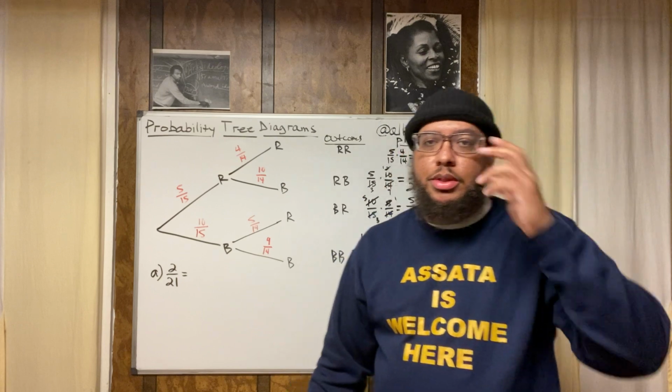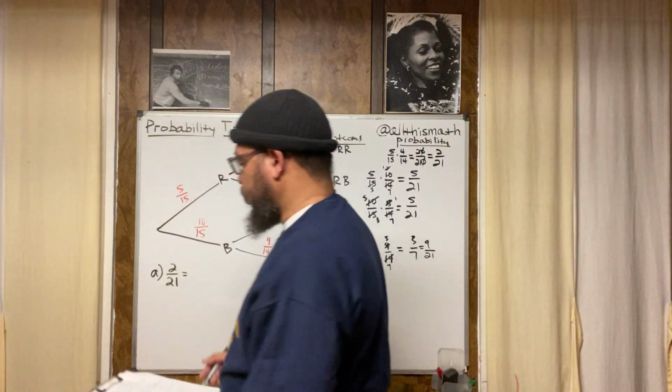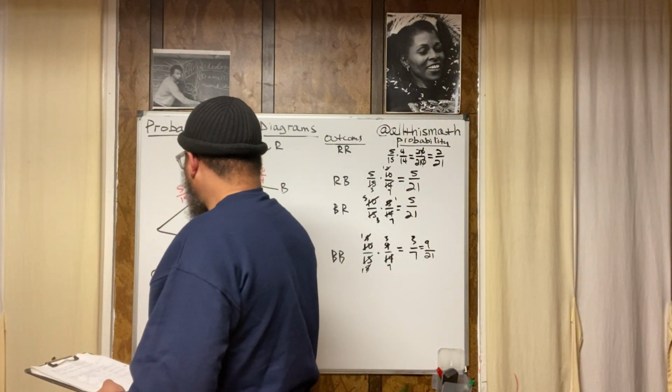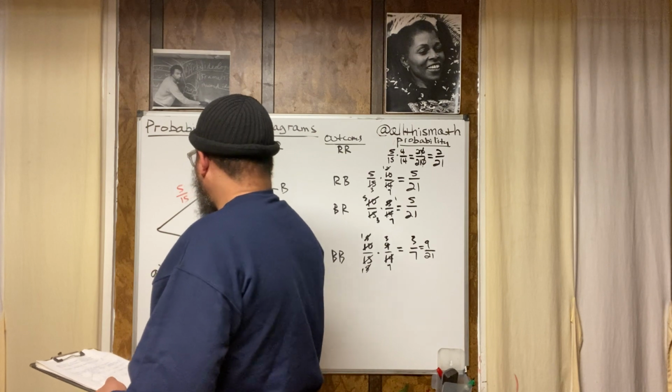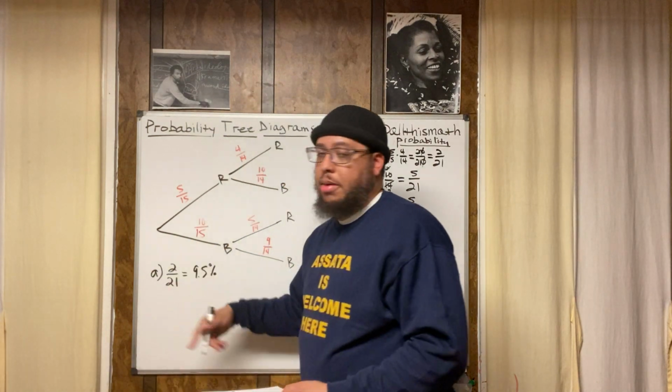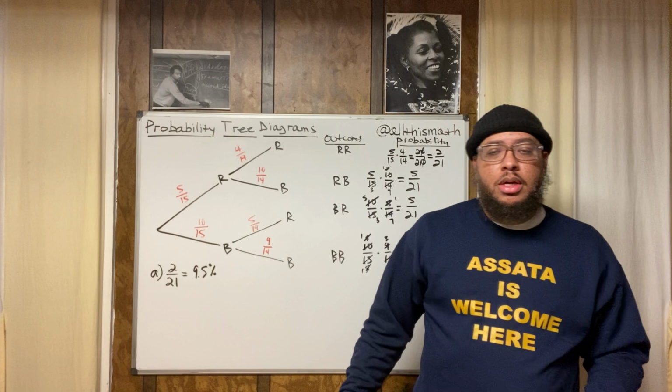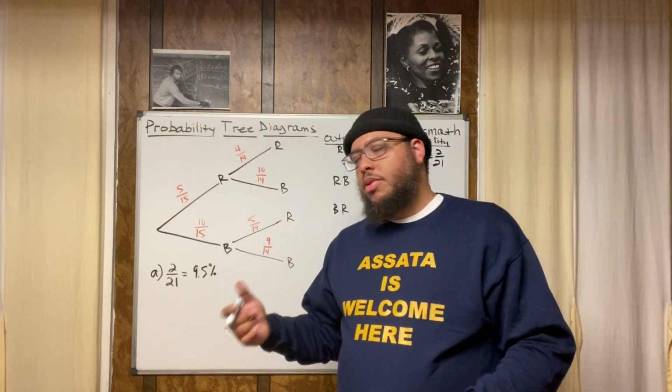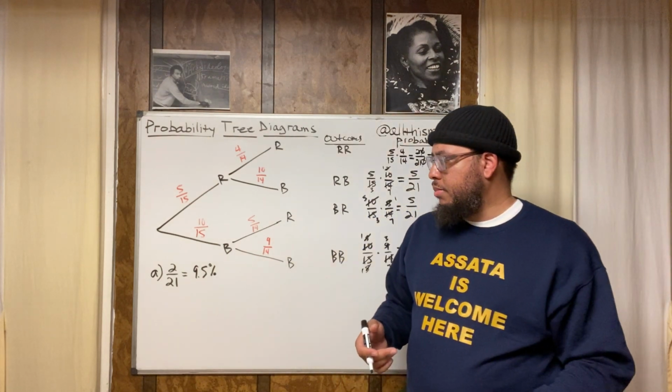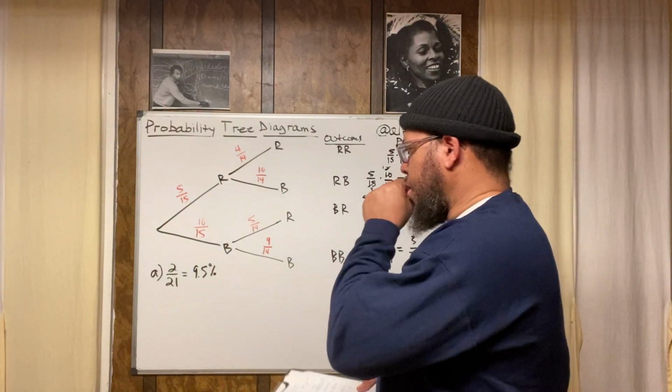Now, if I wanted to convert that to a percentage, because a lot of times we deal with percentages when we're dealing with probability, this would be 9.5%. Now, how will we get that? You do 2 divided by 21, it gives you a decimal. That's going to be 0.095. No, it's going to be 0.095.